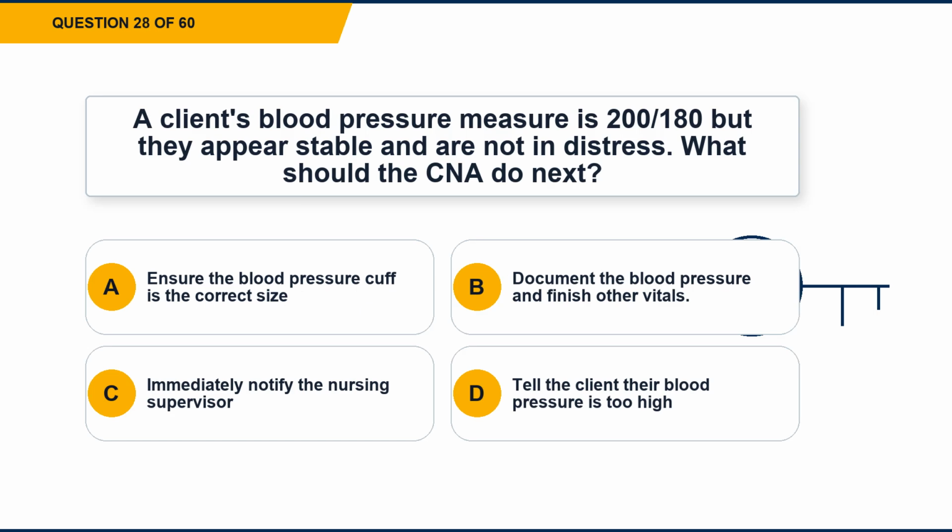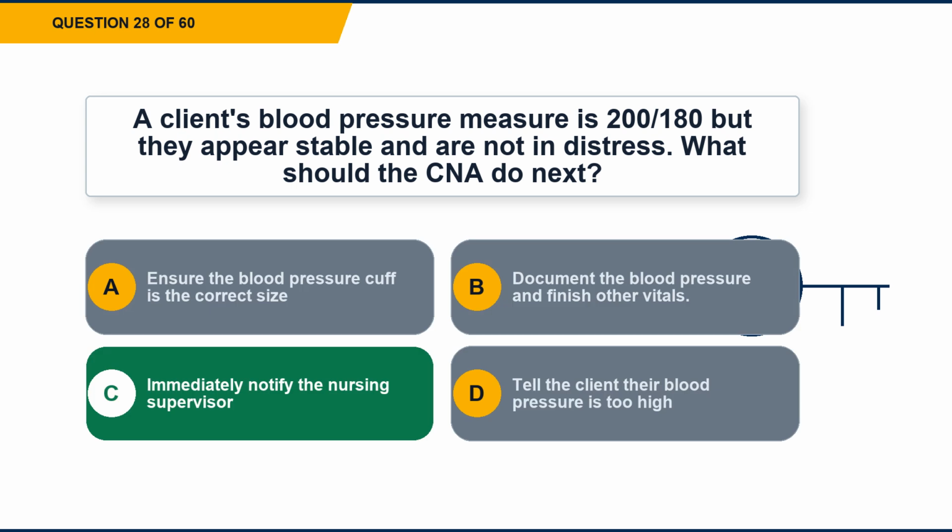Question 28. A client's blood pressure measure is 200/180, but they appear stable and are not in distress. What should the CNA do next? Option A, ensure the blood pressure cuff is the correct size. Option B, document the blood pressure and finish other vitals. Option C, immediately notify the nursing supervisor. Option D, tell the client their blood pressure is too high. The correct answer is option C, immediately notify the nursing supervisor.